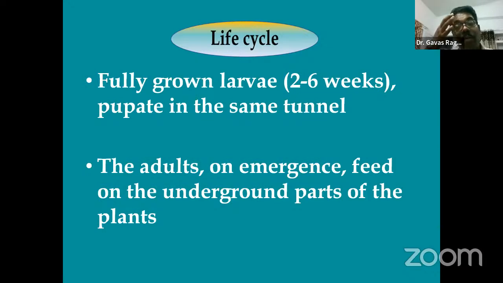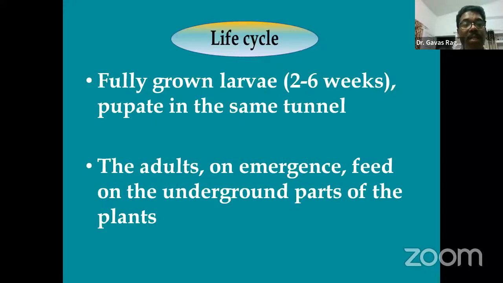So what happens? The mated female lays eggs in small crevices on the surface of the rhizome and then covers it with a glue. The hatched grub is called larvae. It's called grub. They will tunnel within the rhizome and make extensive galleries within this rhizome and pupate within the rhizome itself. Once the adult emerges, they feed on the underground parts of the plants.